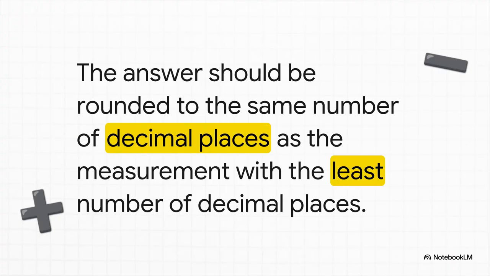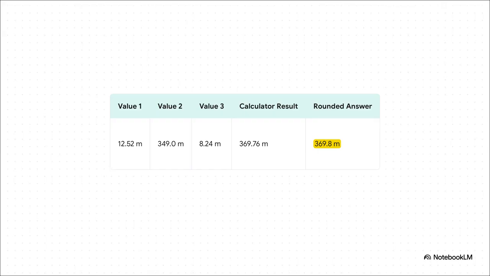When you're adding or subtracting, the rule is pretty straightforward, and it's all about the decimal places. Your final answer has to be rounded to the same number of decimal places as the measurement in your problem that has the fewest decimal places. You just can't be more precise than your weakest link. Let's look at this rule in action.